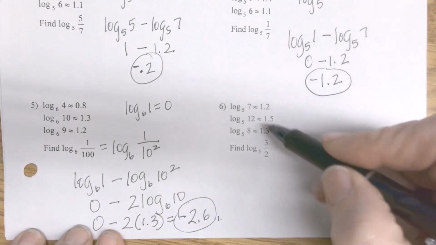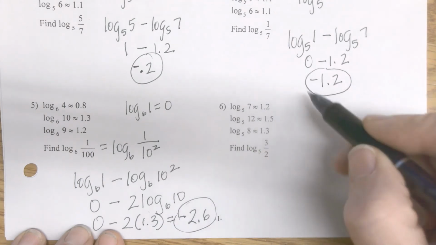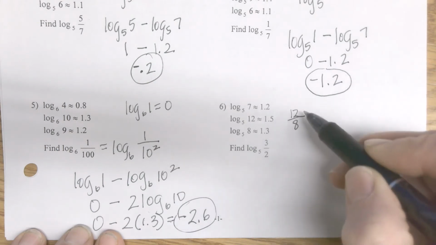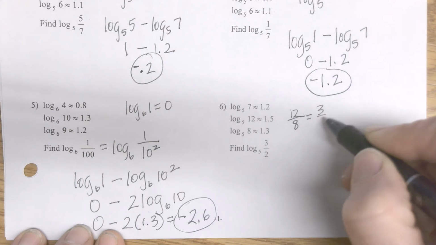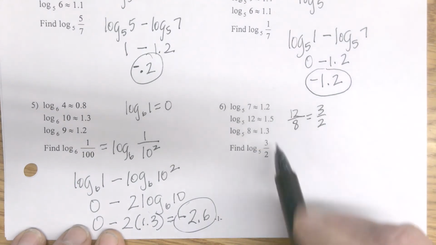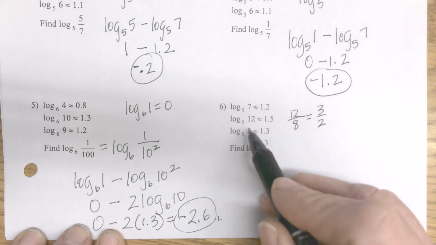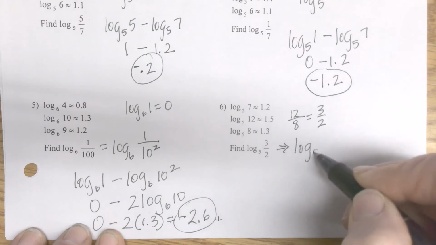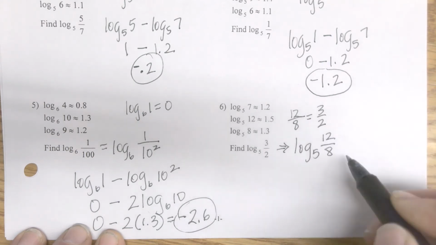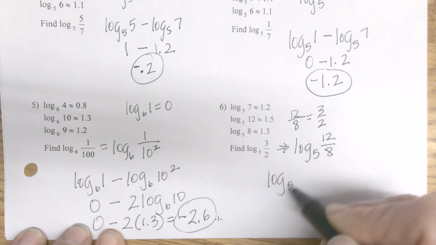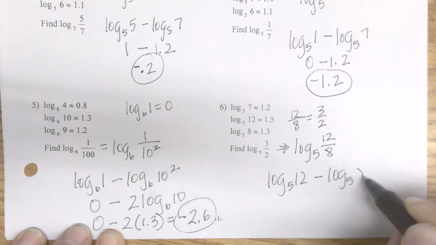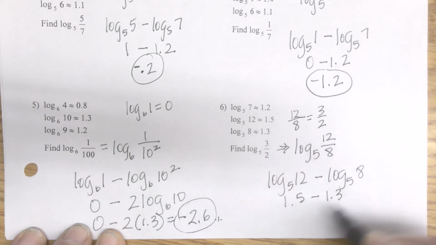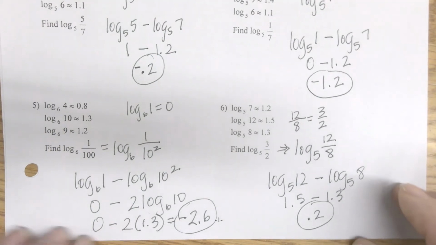And one thing I can recognize is, all right, 12 and 8 look familiar to me. What if I put 12 over 8? Does that reduce down into 3 halves? Divide the top by 4, the bottom by 4? It sure does. So sometimes you're going to have to play around with it. And so I recognized 12 eighths as equivalent to 3 halves. So I'm just going to write this as the log base 5 of 12 eighths. And then I can break it down again, log base 5 of 12 minus the log base 5 of 8. Log base 5 of 12 is 1.5 minus 1.3, and 0.2 again is my final answer.